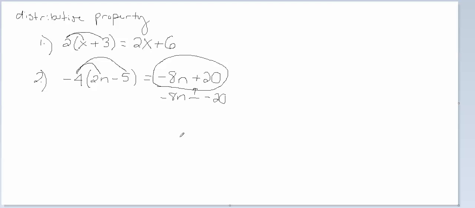It kind of depends how you think of it. I think it's easier to go here and think this is a -5. So -4 times a negative would give you a positive 20. Either way that you can get to that positive is great.